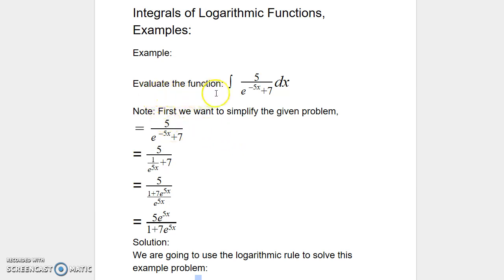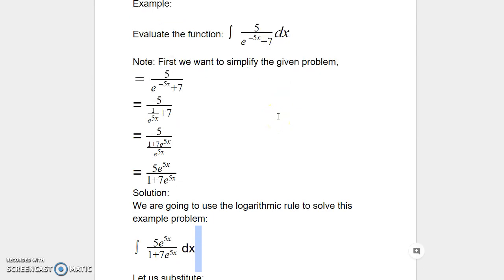Let us evaluate this integral: the integral of 5 divided by e to the power of minus 5x plus 7 dx. Before we solve this example problem, we're going to simplify the given problem as shown here.